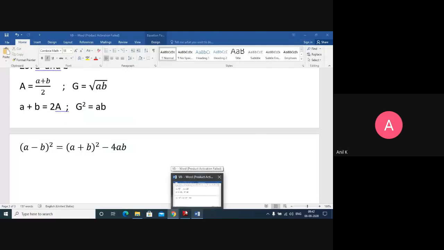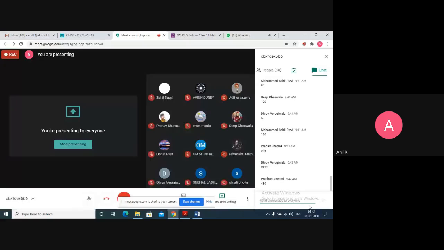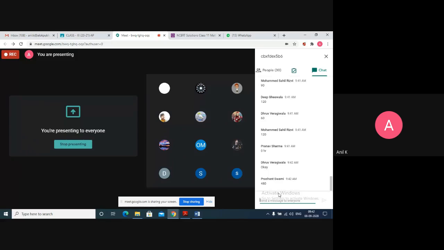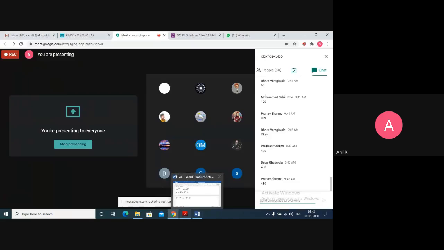What about by the end of 4 hours? Any idea? By the end of 3 hours, 120 will become double, that is 240. So by the end of the 4th hour, 240 will become double, it is 480. So you know the formula now, GP: 30, 60, 120, 240, 480 and so on. They want it for the nth hour, so find the a_n formula. I think it will come 30 into 2 power n. Write it out, you will get it.